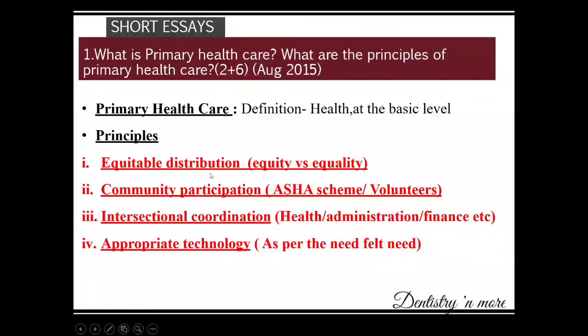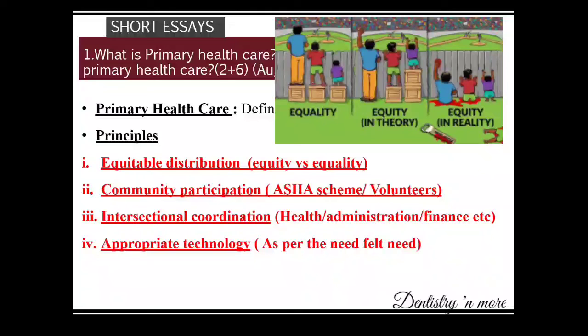So we have 4 principles. The first one is equitable distribution. That is, we need to provide for the needy people. That means if we have lots of hospitals in urban areas and very few hospitals in rural areas, that is not equity. Sometimes on a larger scale we can say that the total number of hospitals is proportional to the people. That might be an equal distribution, but it is not equitable distribution. Equitable means we should provide as per the need. So there should be an ample amount of health services corresponding to the number of people present.